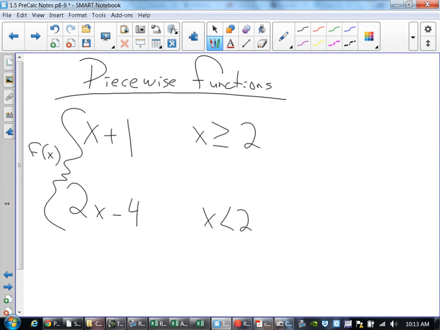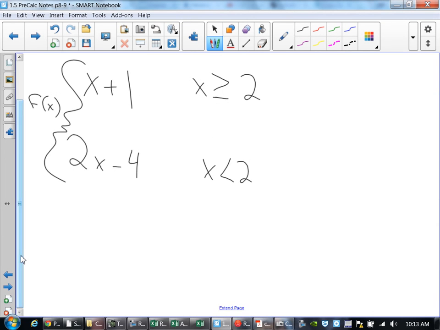Now, you might not have graphed that last year, but you sure as heck did this. Which equation would you substitute that in? The top one or the bottom? Why? This is bigger than 2. Yeah, that's it. That's all it is. It's telling you which function to use because of the domain.